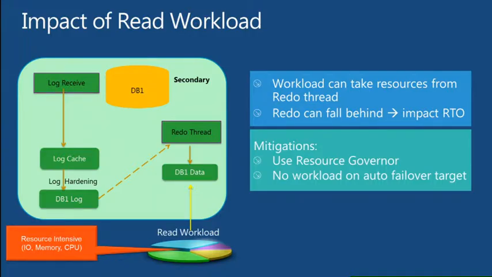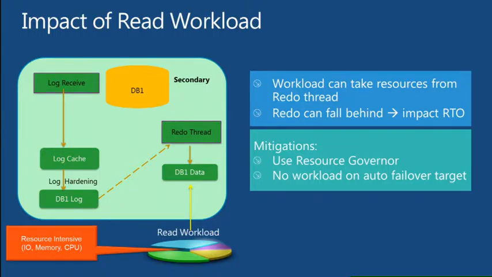Now, a common question is, if I execute these read workloads on the secondary, what is going to be the impact on that secondary, right? In the end, remember that what we want is for that secondary to be available for failover, right, in most cases. So what is the impact? Well, the impact is that the read workload is going to take resources. It's going to take I/O, and it's going to take CPU from that machine. So because of this, the redo thread that is continually redoing the log into the physical pages can fall behind, right? I mean, it's competing for resources.